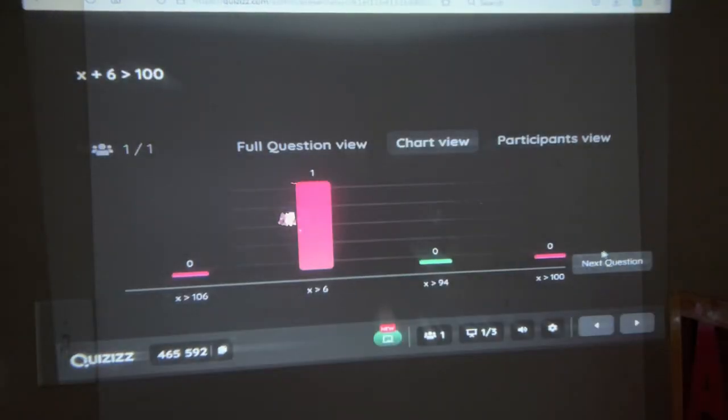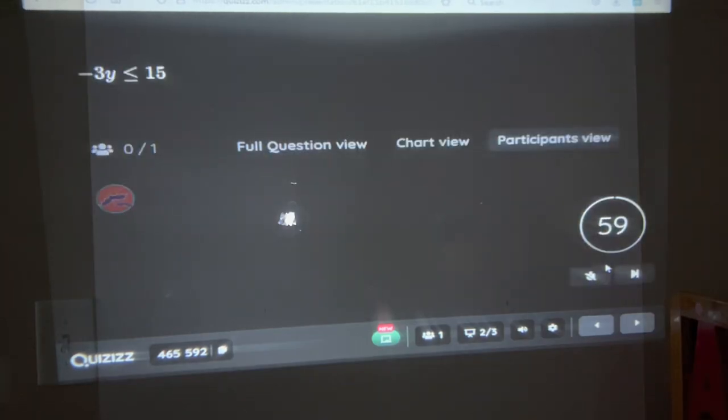I'm going to close that, and we're going to move on to the next question. And 3, 2, 1, let's go. -3 is less than or equal to 15. Can you see that?